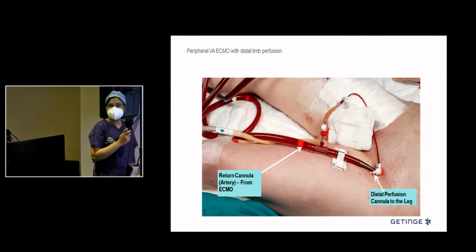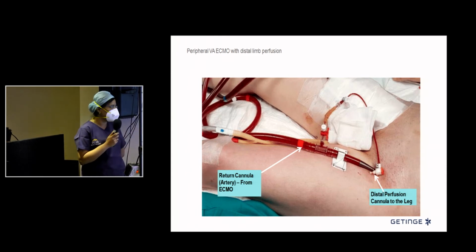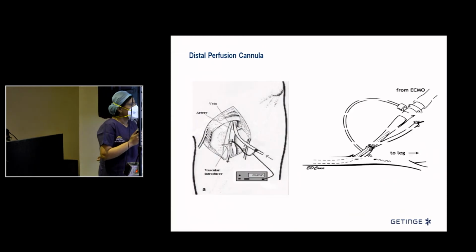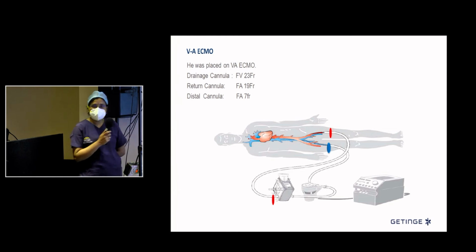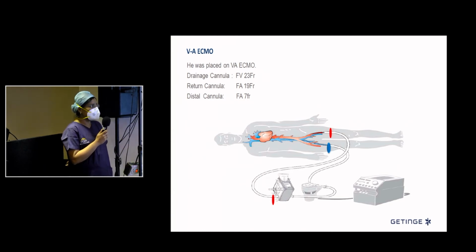This is just to show how the distal perfusion is going to be, how the return cannula is going to be, and how the distal perfusion is secured. These are the cannulas which were placed in that patient. He had a drainage cannula of 23 French, return cannula 19 French, and a distal cannula 7 French.